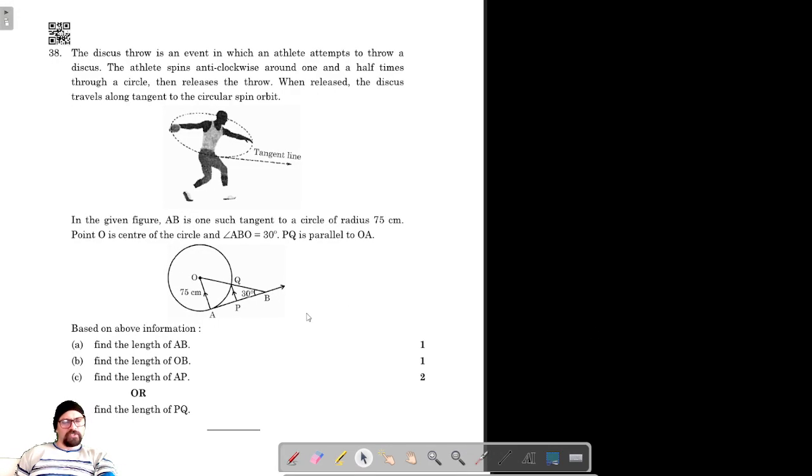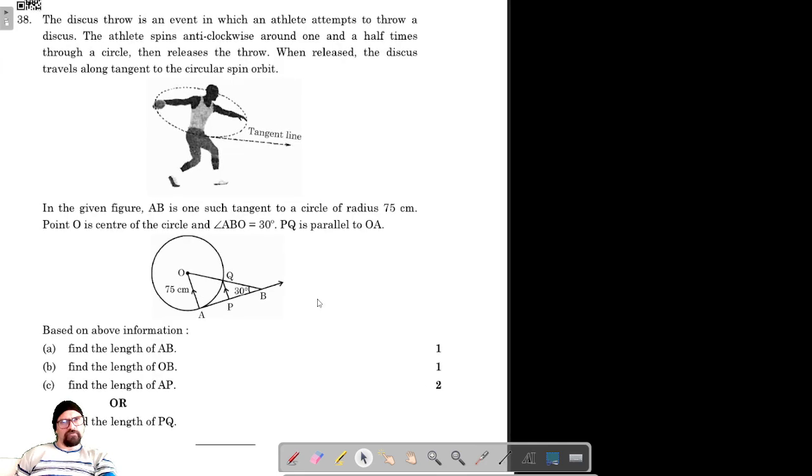For question number 38, it's given that in a discus throw event, the athlete attempts to throw a discus and spins anti-clockwise. In this anti-clockwise direction, it spins, and if it releases at this point, the discus flies tangentially. He spins around 1.5 times around the circle and then releases the throw. When released, the discus travels tangentially.